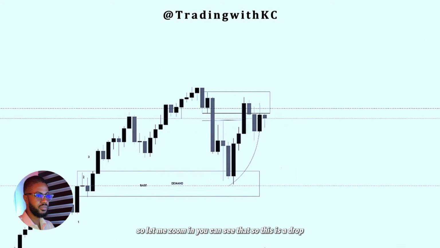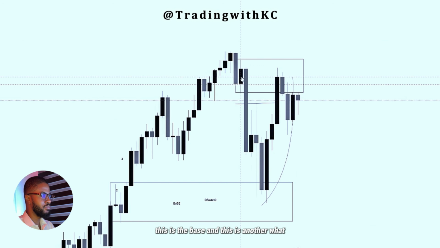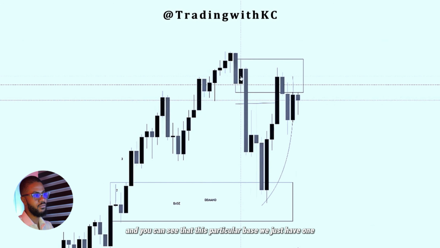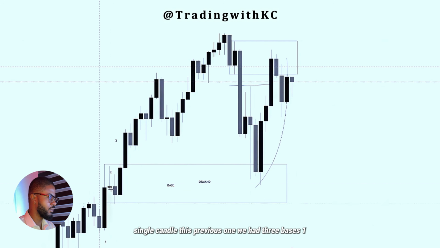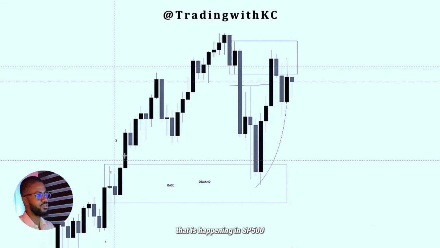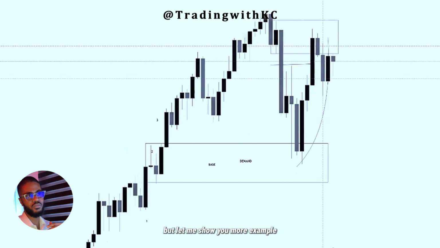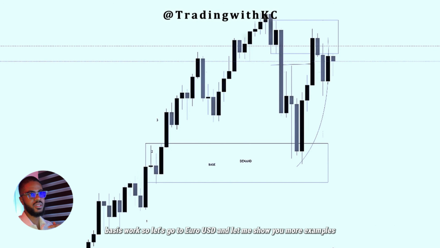So let me zoom in. You can see that. So this is a drop. This is the base, and this is another drop. And you can see that this particular base, we just have one single candle. This previous one, we had 3 bases. 1, 2, 3. For this other one, we just have one base. And you can see that is what is currently causing this pullback that is happening in SP500. So this is a very beautiful example on bases. But let me show you more examples so that you can have a better understanding on how bases work.